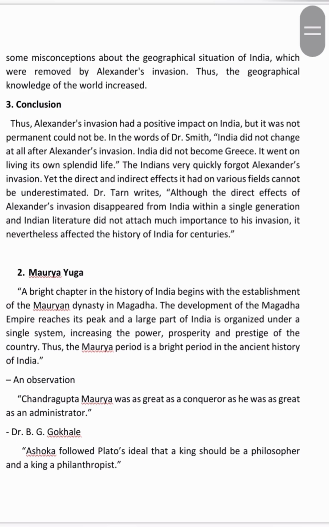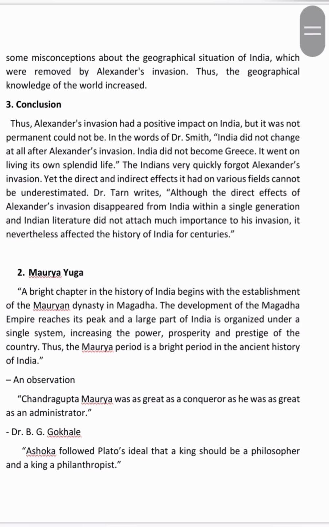Last point, conclusion. Thus, Alexander's invasion had a positive impact on India, but it could not be permanent. In the words of Dr. Smith, India didn't change at all after Alexander's invasion. India did not become Greece. It went on living its own splendid life. The Indians quickly forgot Alexander's invasion. Yet the direct and indirect effects it had on various fields cannot be underestimated.